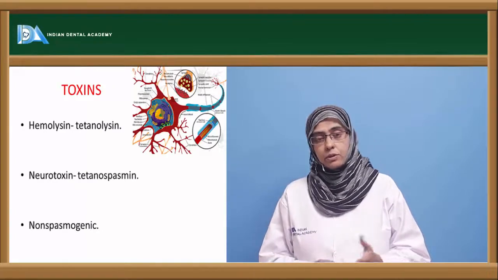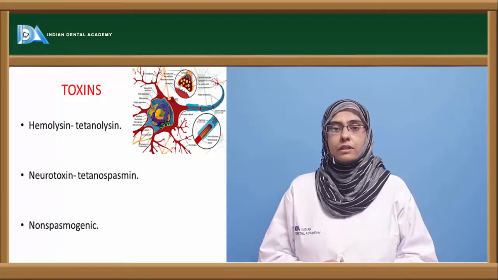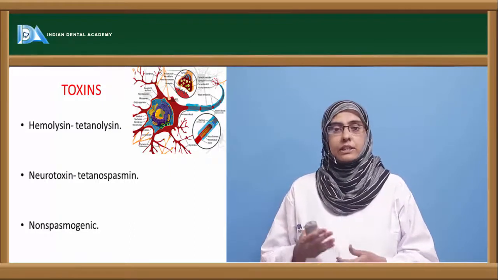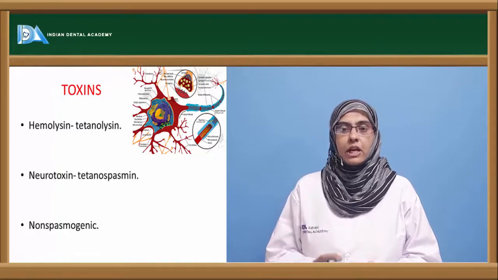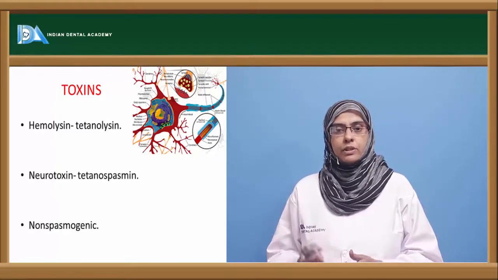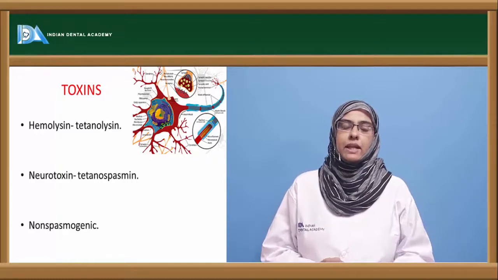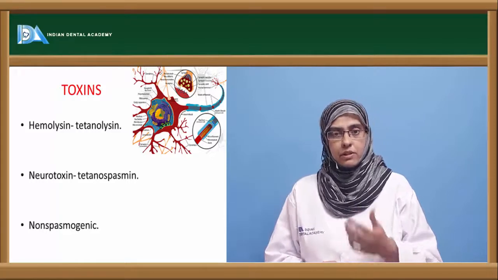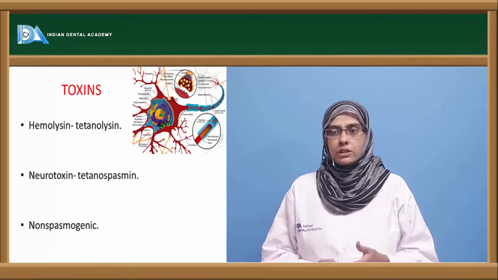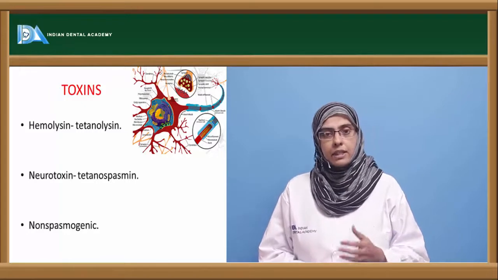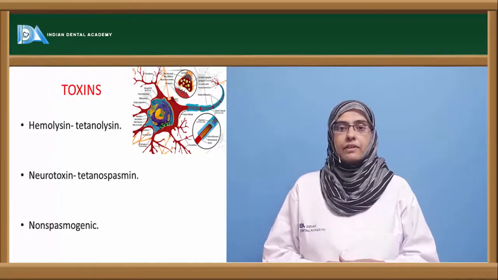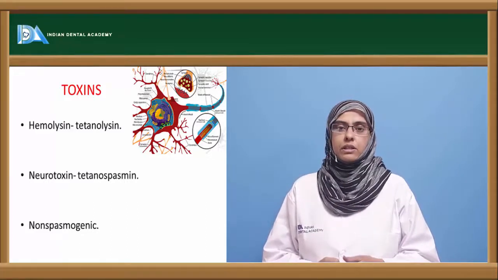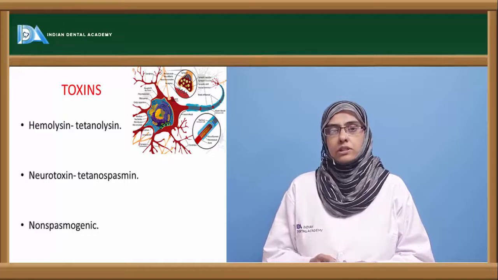Coming to the toxin, which is the most important part of this topic, this organism has the ability to produce a potent toxin that is involved in the pathogenesis of the disease tetanus. So the organism has the ability to produce two important types of toxin. One is a hemolysin called tetanolysin, and the other one is the neurotoxin, which is the one involved in the pathogenesis, called tetanospasmin. Apart from that, a third toxin has also been identified, called non-spasmogenic toxin, which acts upon the peripheral nervous tissue, but its role in the pathogenesis is not evident.